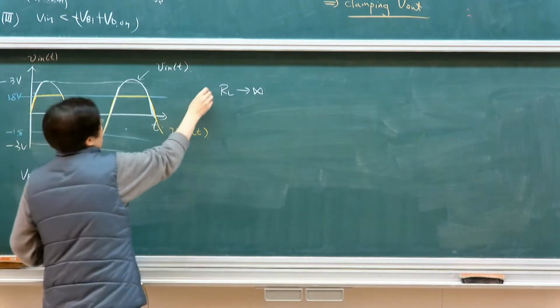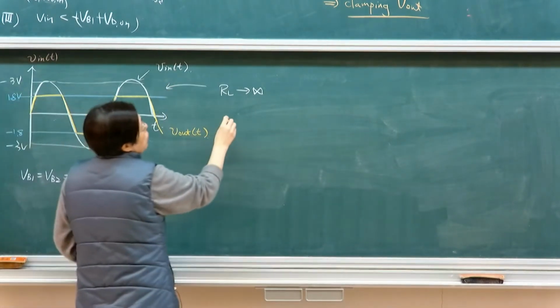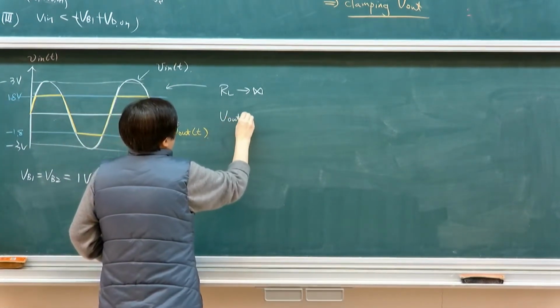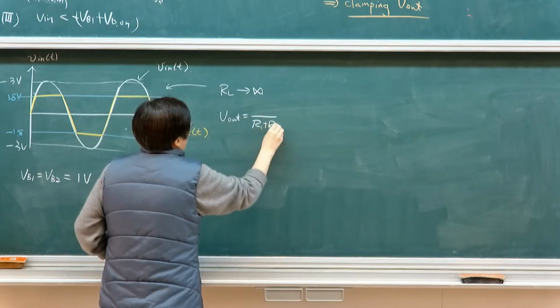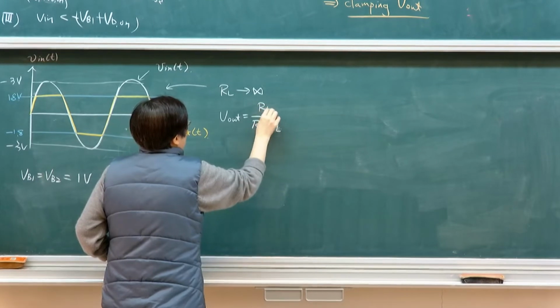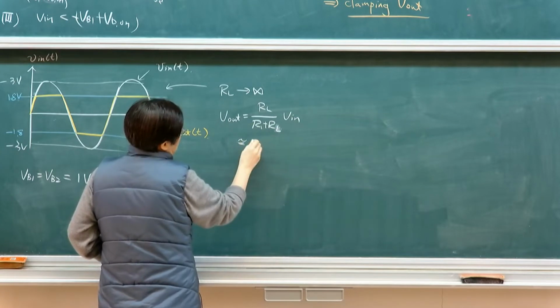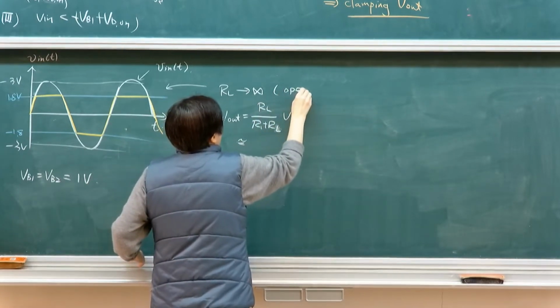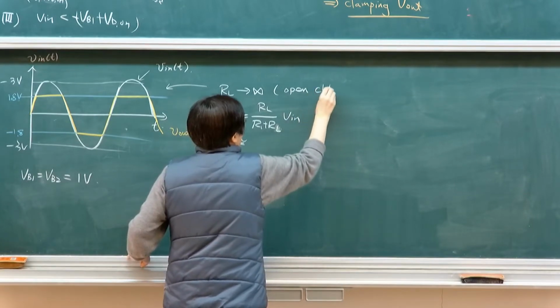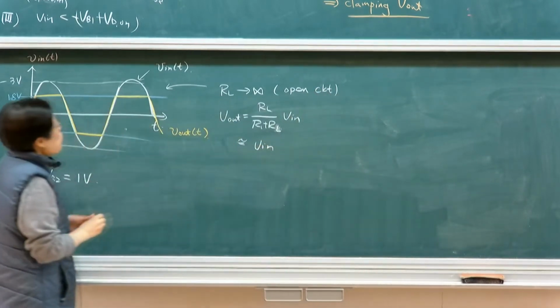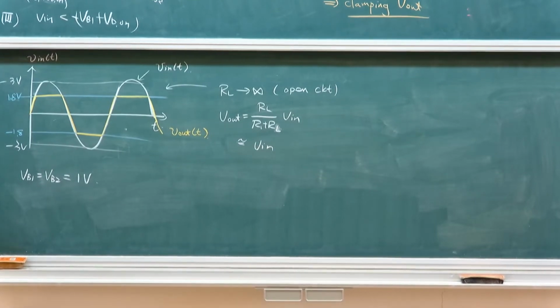If I'm drawing this, I'm assuming that the gain is 1. If R load is in VL, when R load is approaching infinity, or you're assuming open circuit, then this will be Vin. That is why I'm drawing it as following, meaning that R load is infinite. So this is a special case when R load is infinite. Easier to draw. Okay?